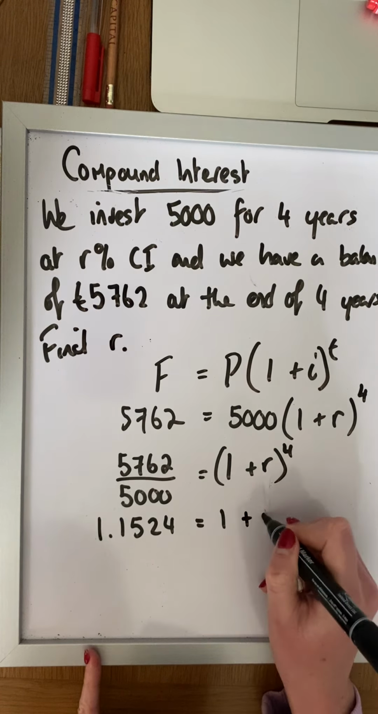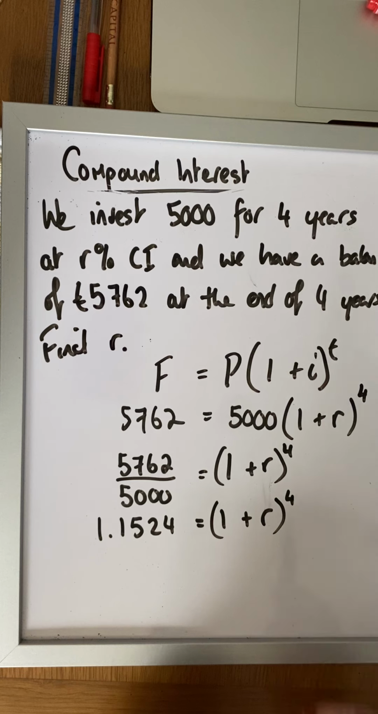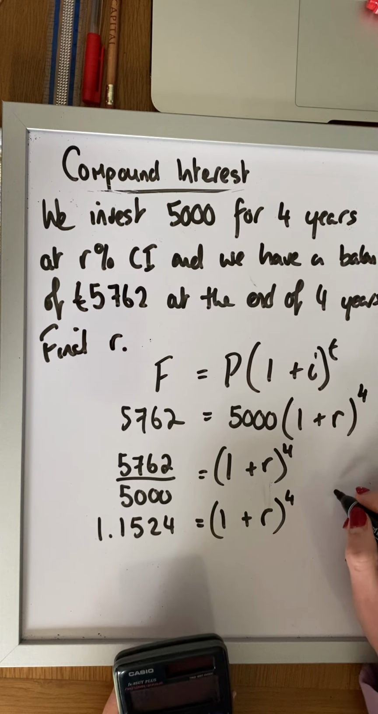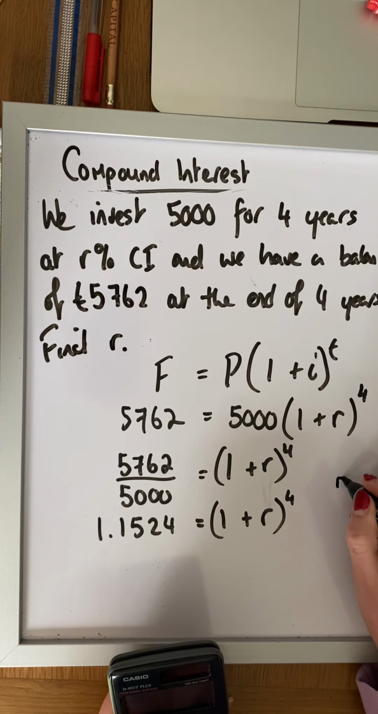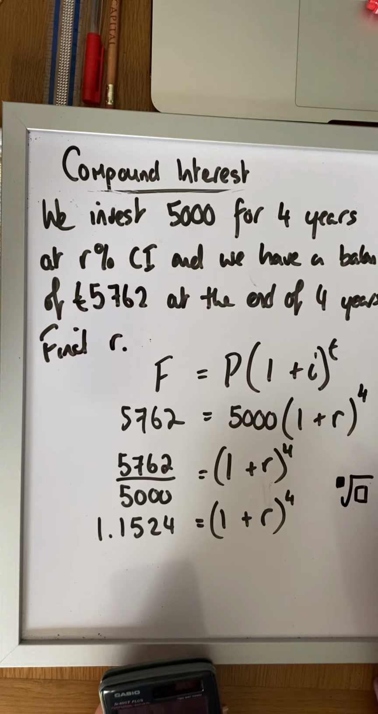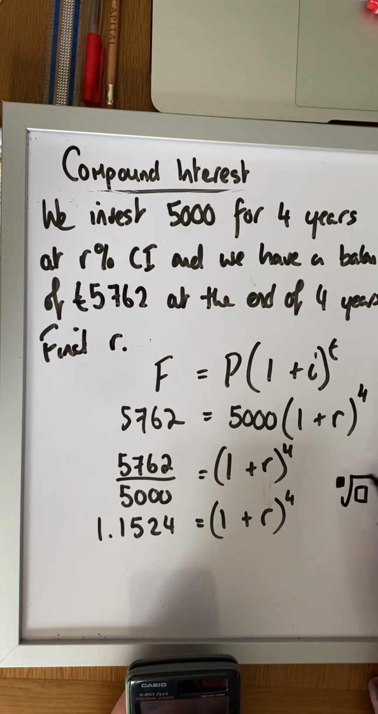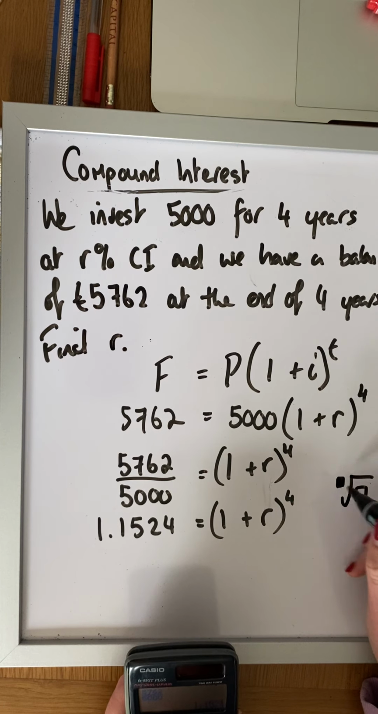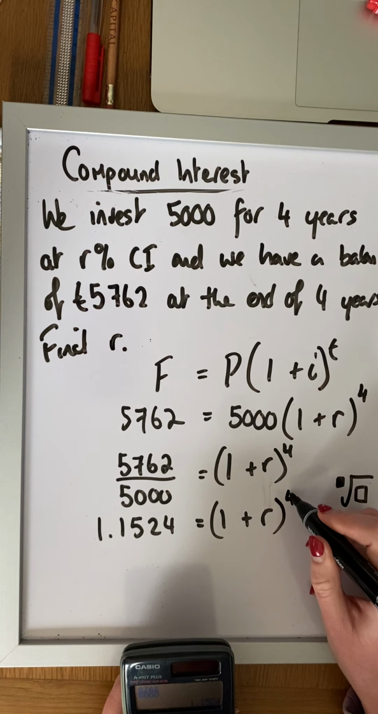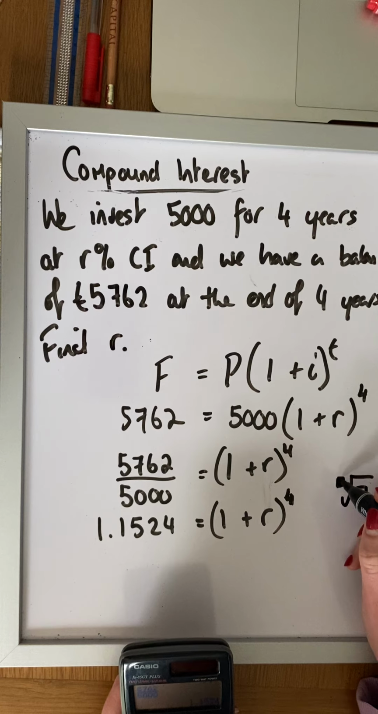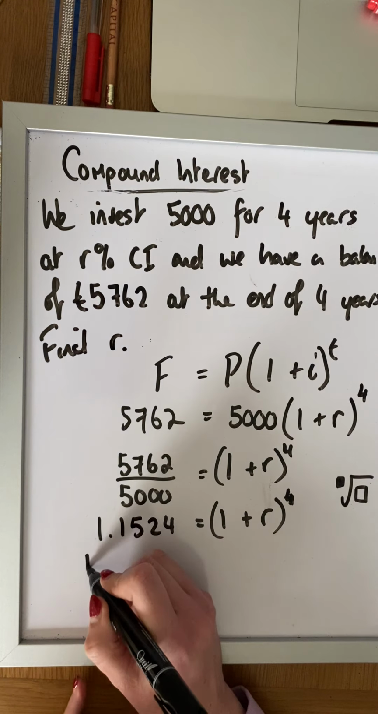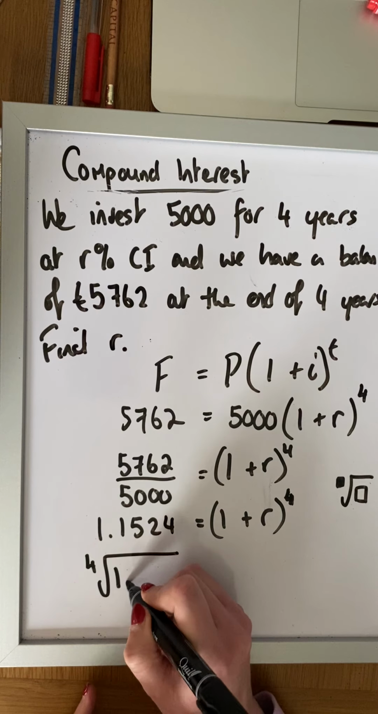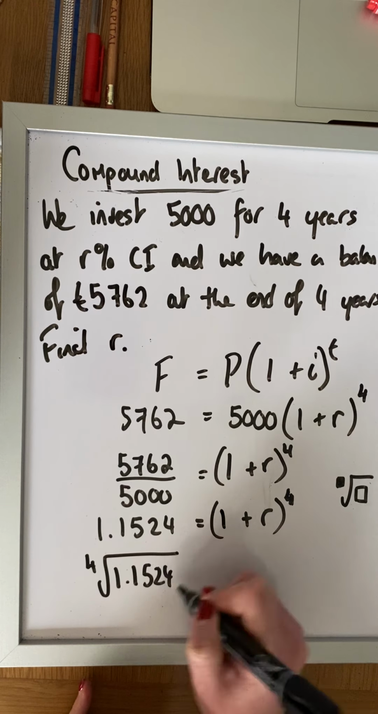Now, the next thing we need to do is get rid of this power. There's a special button on our calculator. It is a yellow function. We have a square, a root, and then an open square. So it's above the x to the power button. It's the second function of that. What we do, because we're looking for the 4th root, we put the 4 on the outside of the square root sign here, and we're looking for the 4th root of 1.1524.